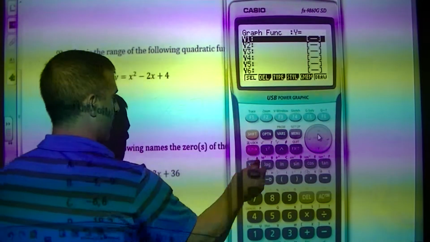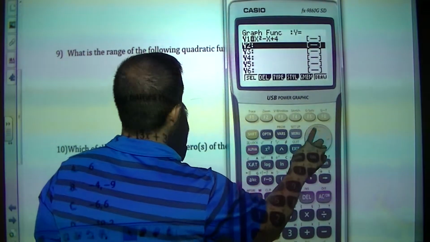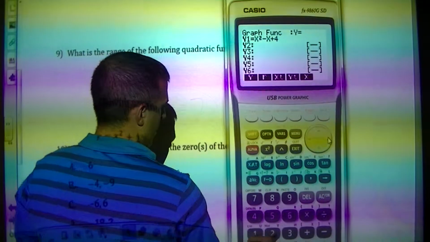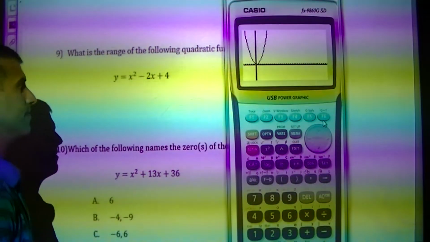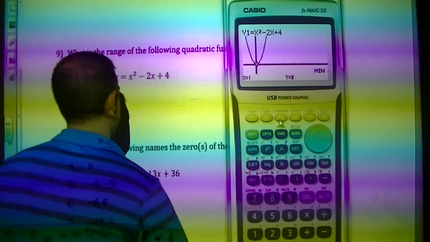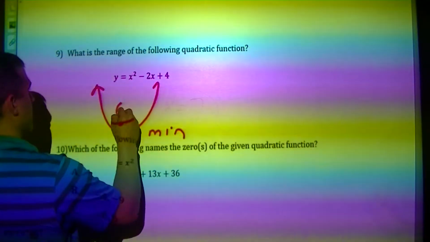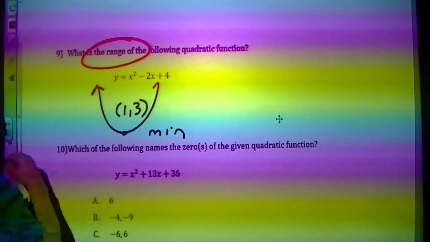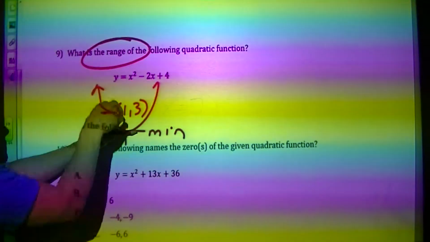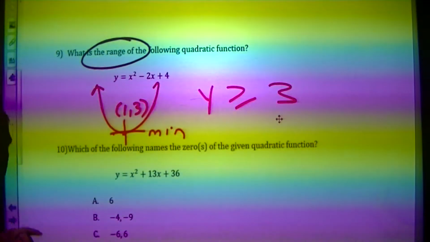I've got x squared minus 2x plus 4. Oops, left off the 2. I'm going to draw it. G-solve, this is going to be a minimum. So I got (1, 3). When it goes like this, it's a minimum. That's (1, 3). Now, since I'm talking about range, I'm talking about the y's. So that's going to go above, and that's going to be 3. So y is greater than or equal to 3 is going to be the range.